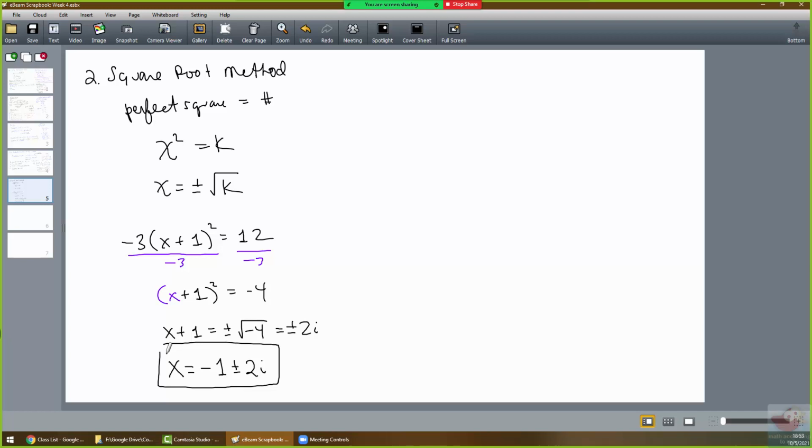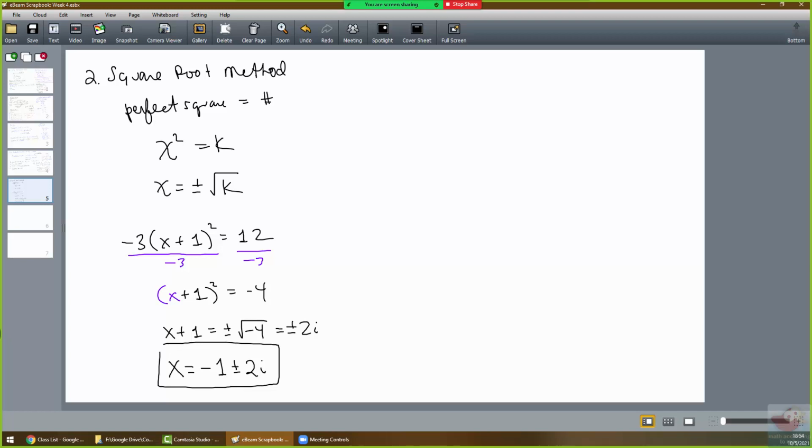Students tend to forget the square root method, and instead they would square out the x plus 1, distribute the negative 3, bring the 12 over. That's fine, but in 3 steps we were done. And you would not even begin to start if you did it that way. It's not wrong, it's just you're making more work for yourself. So again, if you can get a perfect square equals a number, square root method. Just take the square root of both sides.